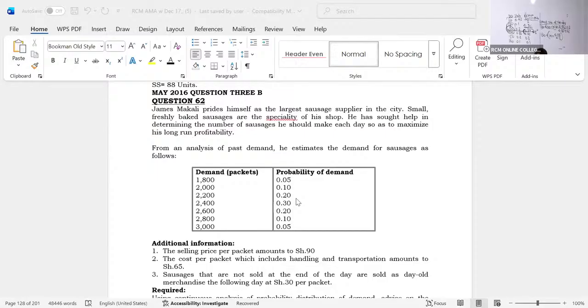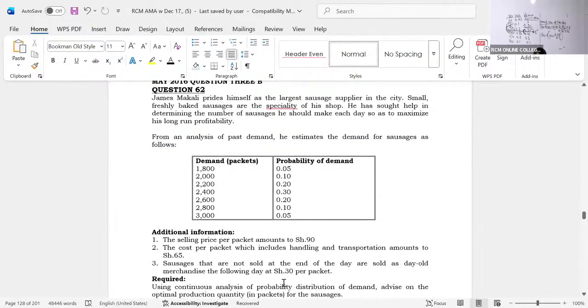So you can see demand there versus probabilities. The selling price per packet amounts to 90. The cost per packet, which includes handling and transportation, amounts to 65. Sausages that are not sold at the end of the day are sold as day-old sausages the following day at 30. So required, ladies and gentlemen, using continuous analysis of probability distribution of demand, advice on the optimal production quantity in packets for the sausages. So remember, these sausages are perishable.